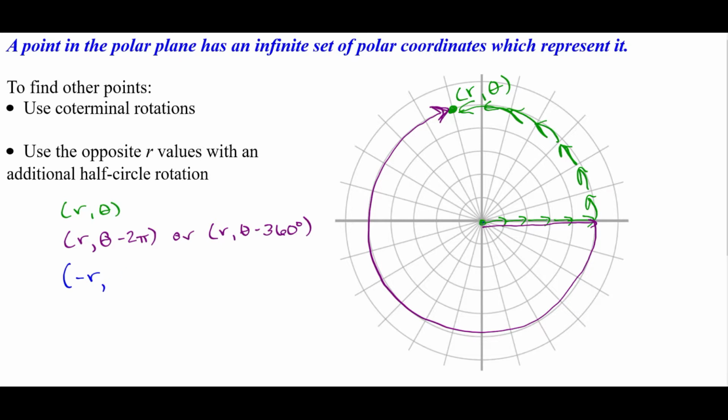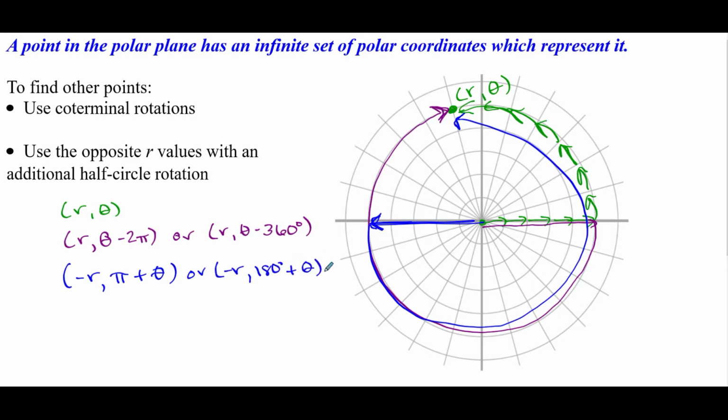I could also get to that same point by doing negative R. So if I came out negative R out to here, and then we rotate in the counterclockwise direction, which would be all the way around here, so half of a circle, and then back to where I started from. So negative R, and then we rotate a half circle plus that original angle. If that was in degrees, we would say negative R and then 180 plus the original angle of rotation.